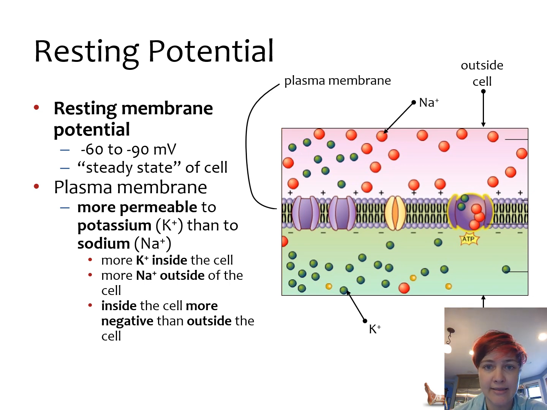You can see that, I think, on this picture. It's mainly because the plasma membrane is more permeable to potassium than to sodium. So the inside of the cell tends to be more negative than the outside of the cell because there's more potassium inside the cell and there's more sodium on the outside. It just creates a slightly negative charge.